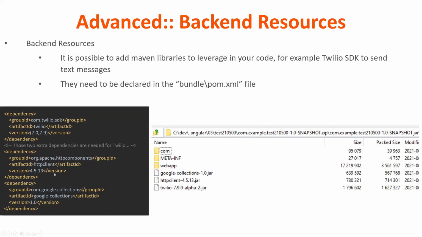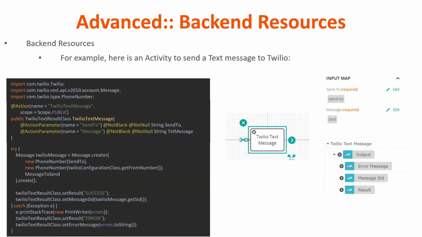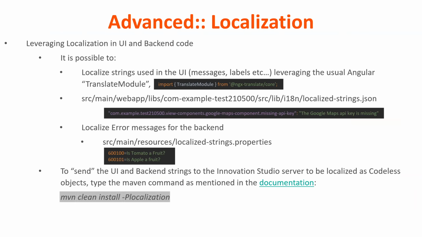For backend resources, it's a Maven project, so you can just declare, for example, the Twilio SDK I was talking about, and automatically at build, it will be bundled inside the application zip file. Then we saw earlier the input and output parameters for the custom process activity.